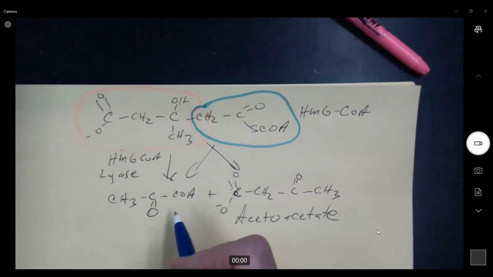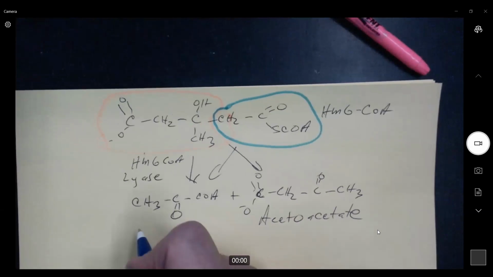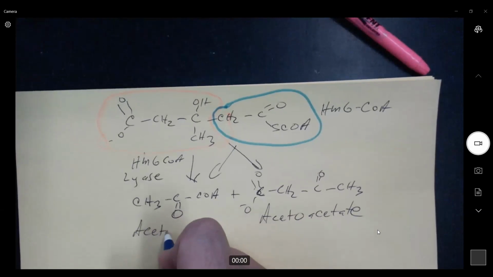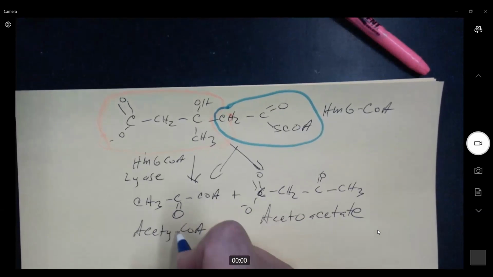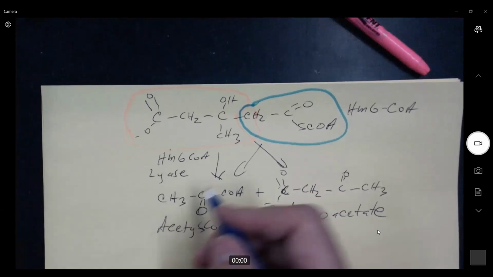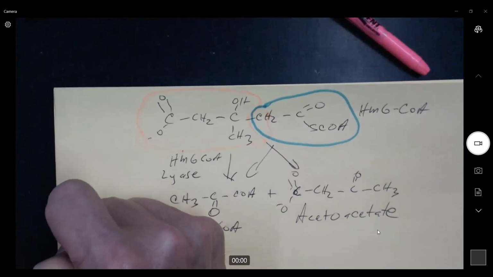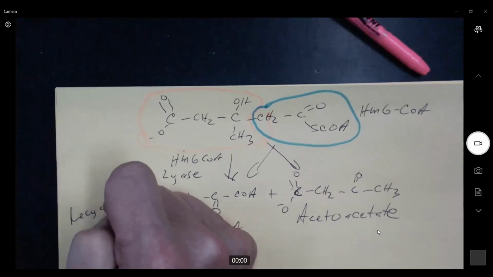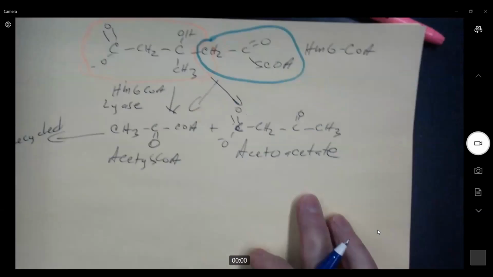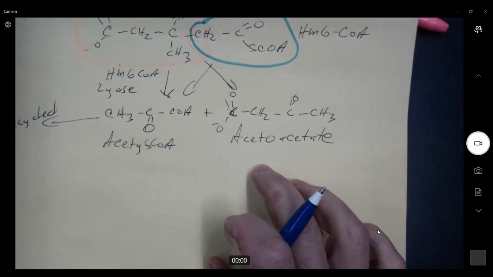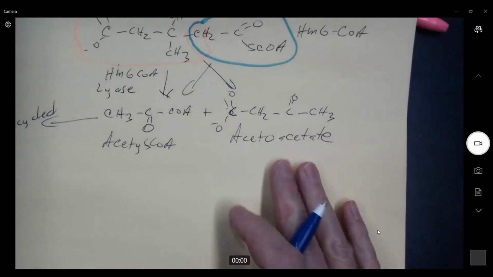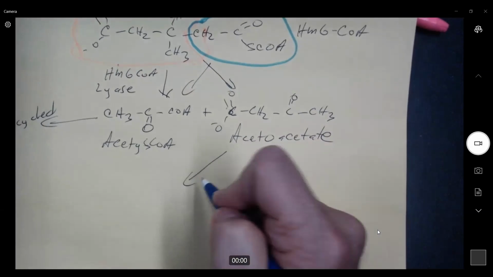Now, this acetyl coenzyme A can just be recycled. So this is going to be recycled for more ketogenesis. This up here is now your starting material for the synthesis of your other ketone bodies.